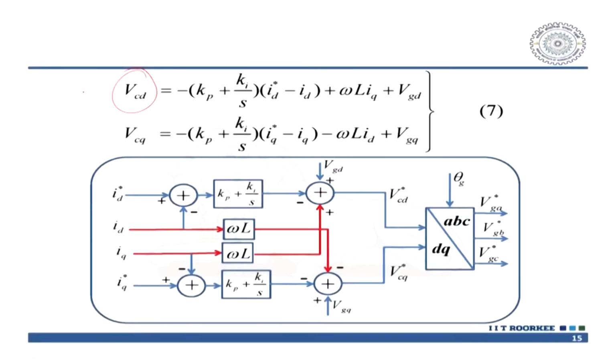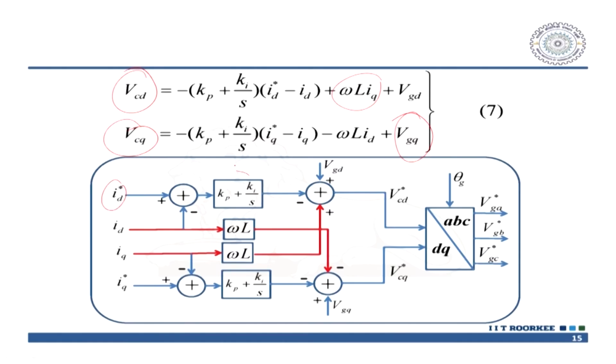So, it is a voltage. The d axis component of the voltage of the voltage source converter is Vcd equals minus Kp plus Ki by S, Id star minus Id, plus omega L Iq, plus Vgd. Similarly, Vcq equals minus Kp plus Ki by S, Iq star minus Iq, minus omega L Id, plus Vgq. So, Id star minus Id you can subtract.